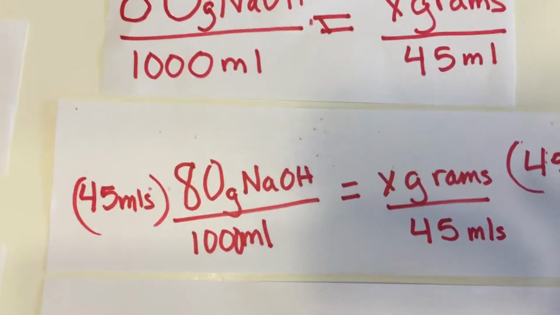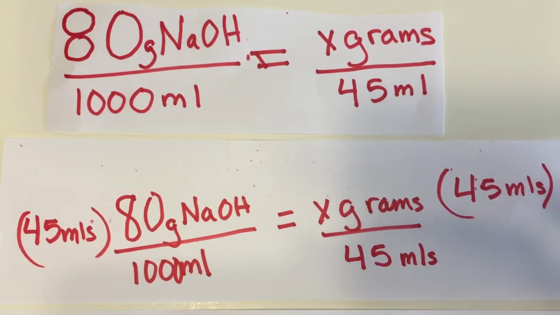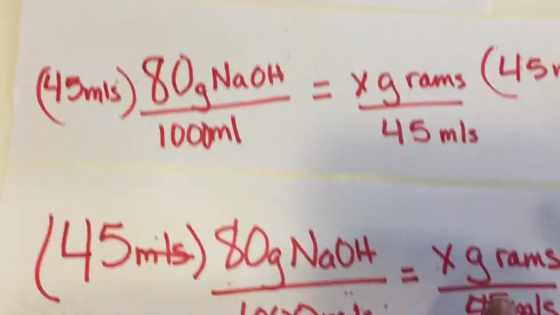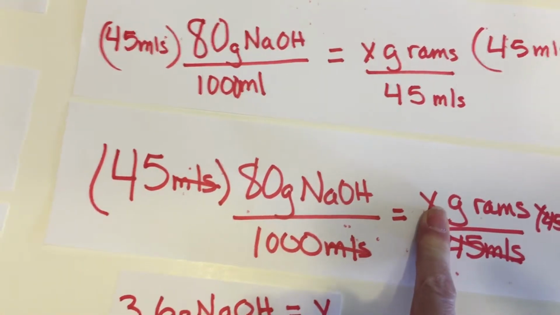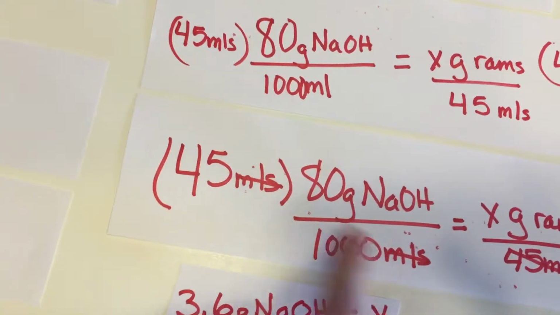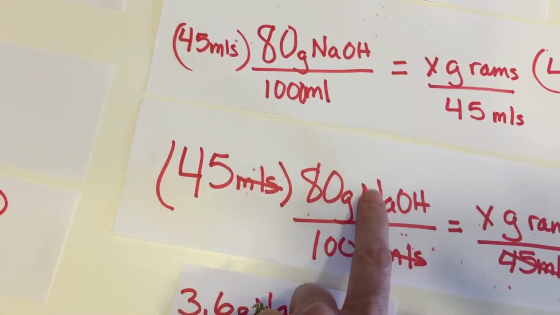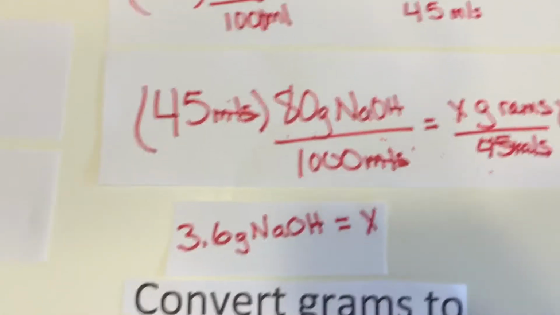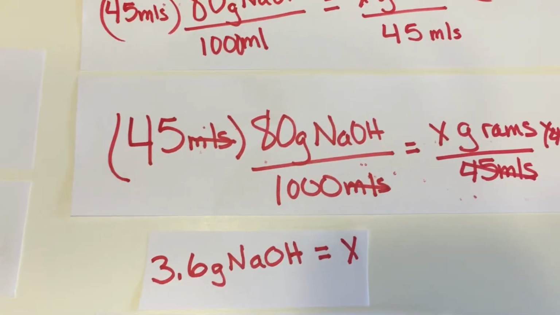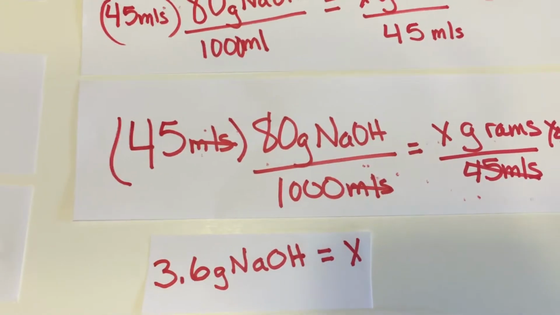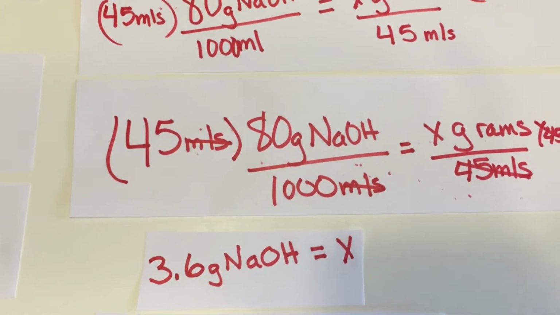All you need to do is multiply both sides by 45 milliliters, and then the 45 milliliters cancels on this side, so you have just X, and then you multiply all this, your milliliters cancel, so that you end up with just grams. And you punch all those in your calculator or do them the old-fashioned way, and you get 3.6 grams of sodium hydroxide.